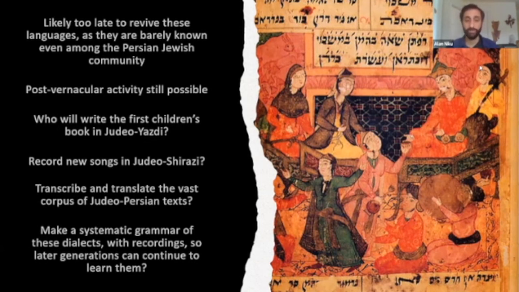Who will transcribe and translate the huge amount of Judeo-Persian texts that we have sitting there in libraries, scanned online, that are just sitting there waiting to be put out into the world? They have so much amazing content in them. Who will make a systematic grammar of all of these dialects with recordings so that later generations can continue to learn them? In some cases, the answer is, that's what the Jewish Language Project is doing. That's what different groups are doing. That's what I'm trying to do. There are people who are doing this, but there can always be more.